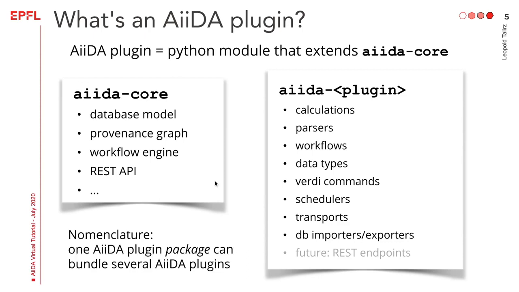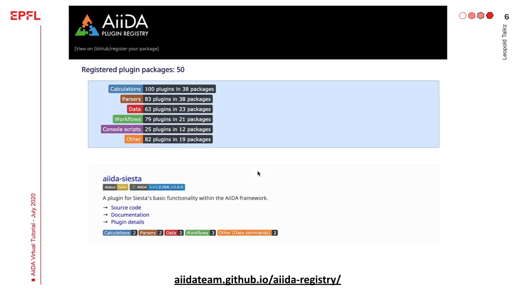Just a note on nomenclature. One AiiDA plugin package can bundle several AiiDA plugins, and you can then distribute your package, for example, on the Python package index, and you should register your package on the AiiDA plugin registry. If you go to the AiiDA plugin registry on aiidateam.github.io/AiiDA registry, you will see that we currently have 50 plugin packages registered.